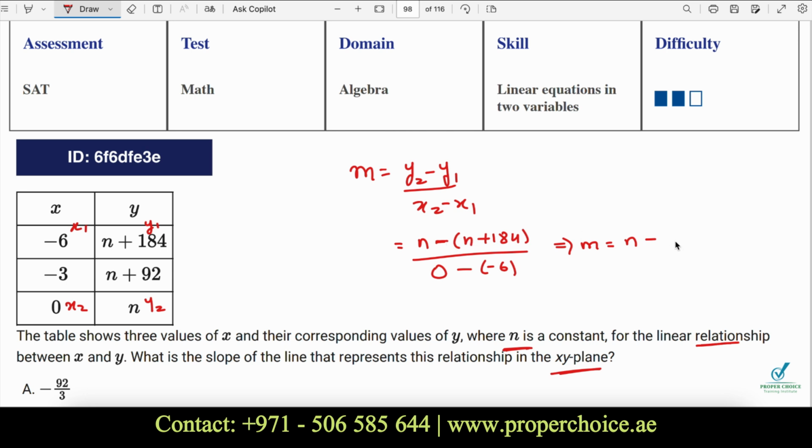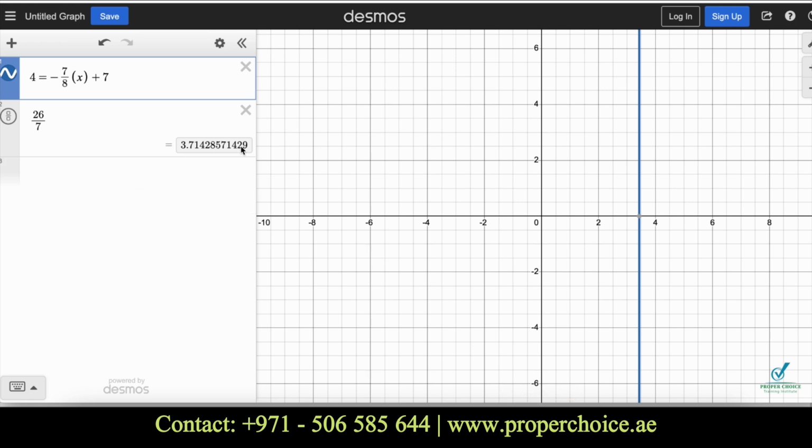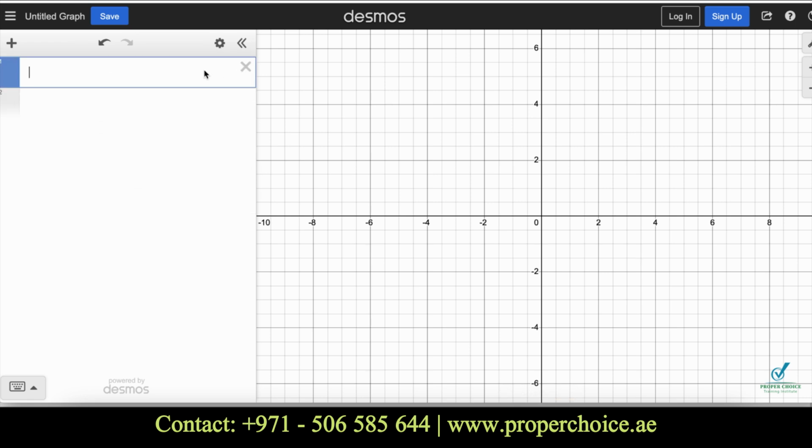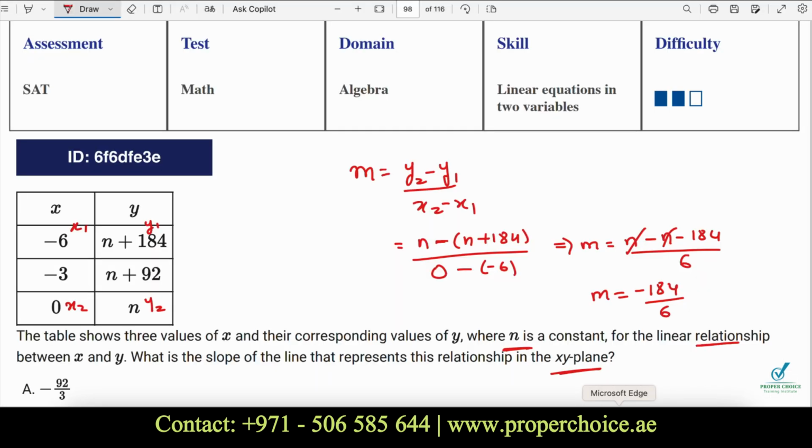That is, if you multiply by negative, it becomes minus n minus 184 divided by minus of minus, which is going to be +6. So positive and negative n get cancelled out. So slope is going to be minus 184 divided by 6. If it is possible to simplify further, you can just take the help of Desmos, that is minus 184 divided by 6. What we are getting is a decimal, minus 30.666667, or equivalently minus 92 by 3. The slope of this is equal to minus 92 by 3.